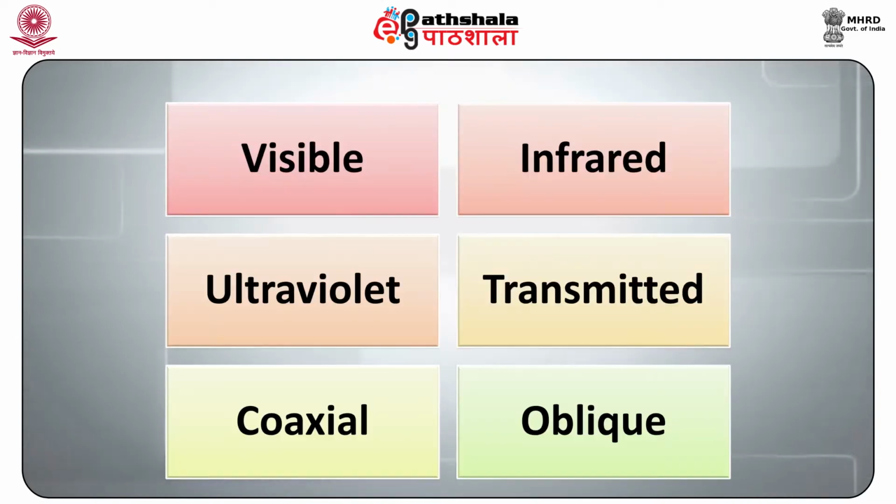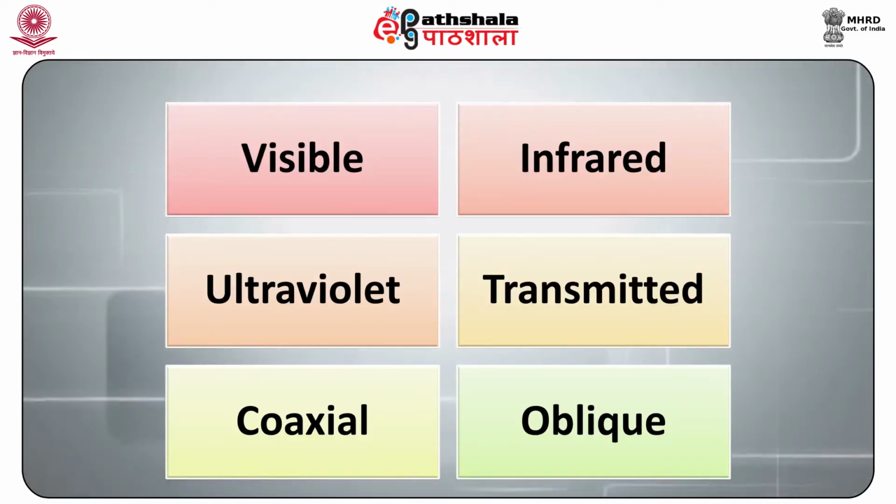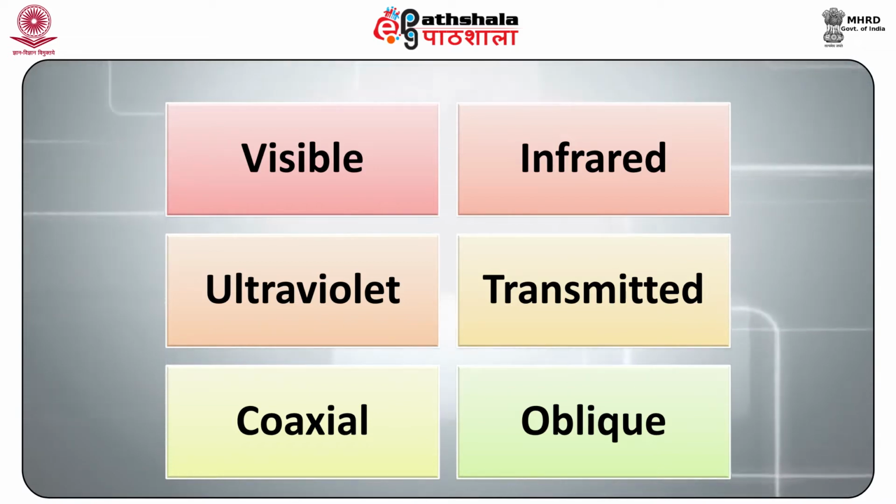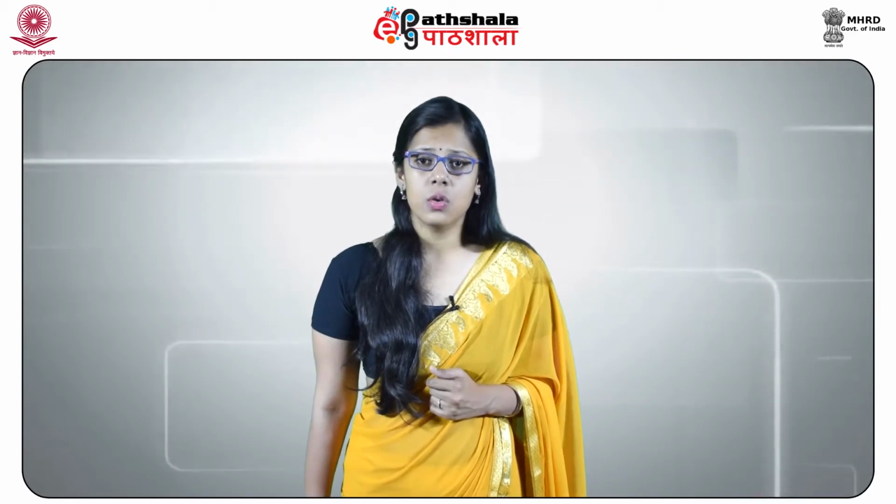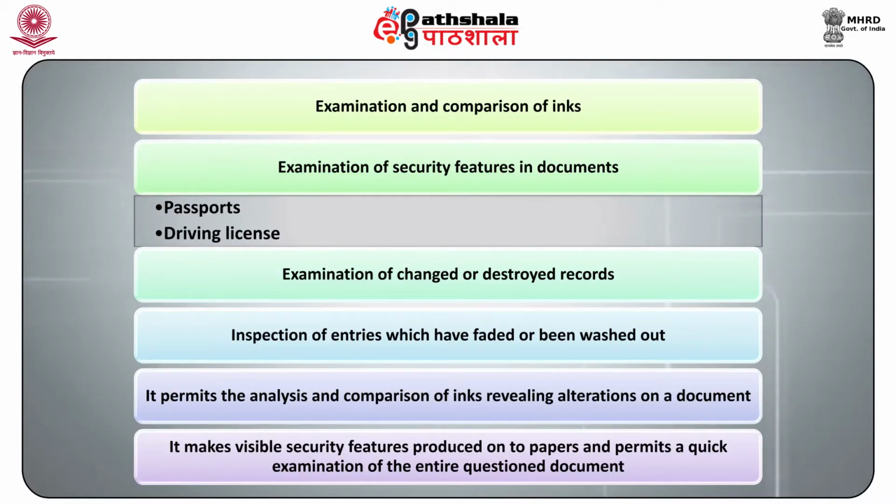The instrument is equipped with specialized lighting tools for examination of documents. The visible, infrared, ultraviolet, transmitted, coaxial and oblique lighting conditions may be used alone or in combination. The instrument allows observing and recording the observation of documents or inks on exposure to light of different wavelengths. This is useful for examination and comparison of ink.